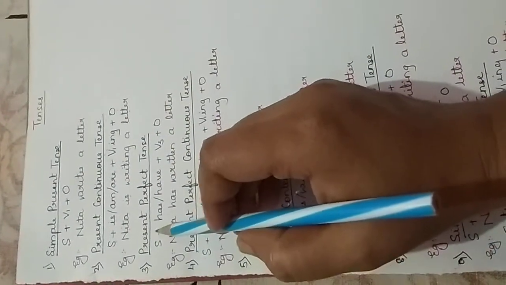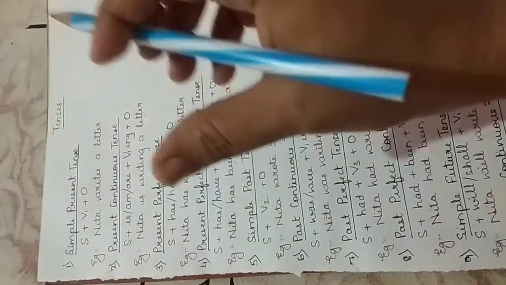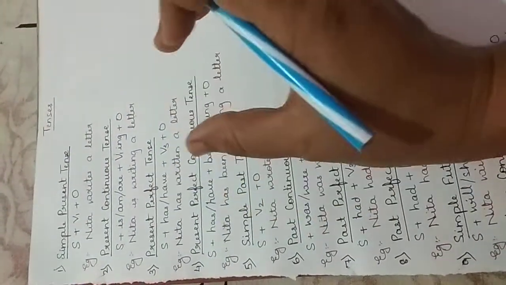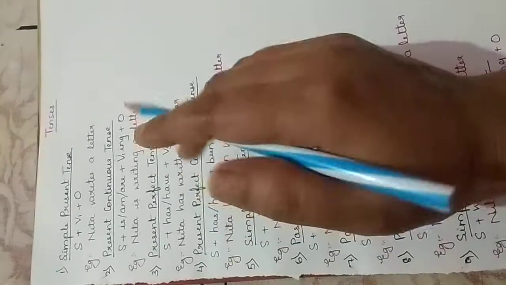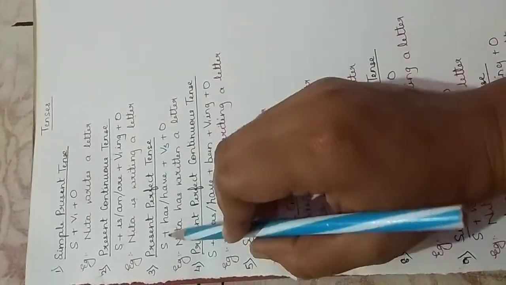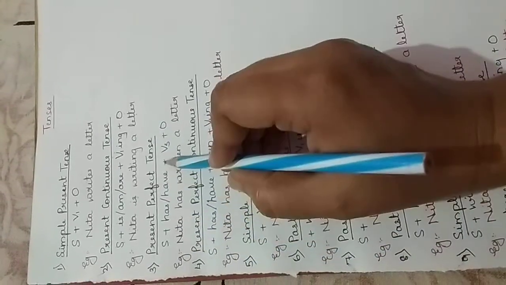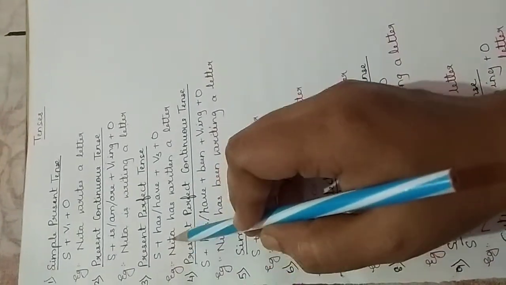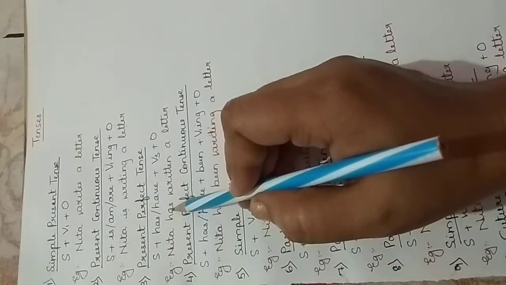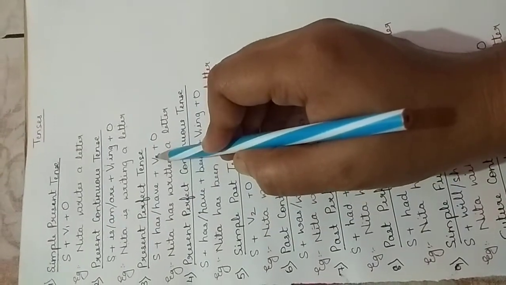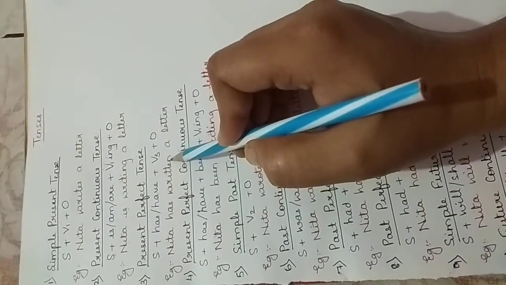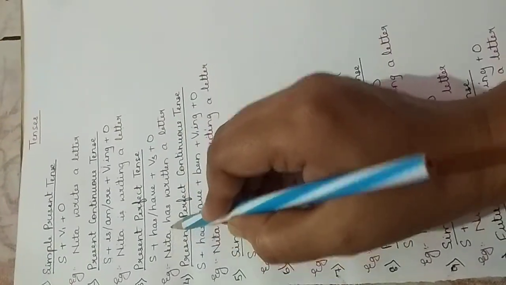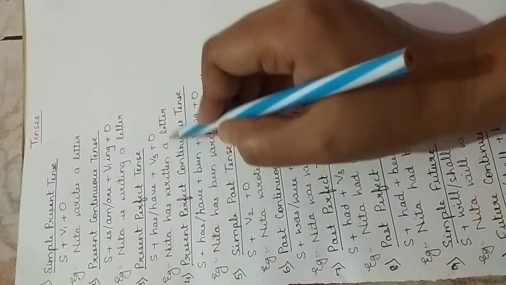The next is present perfect. As the meaning of continuous is continuously going on, perfect means it's fixed. So present perfect tense is subject plus has, have plus v3 plus object. The example is Neeta. As Neeta is singular, we have used has. The v3 form of write is written, and the object is again a letter. So Neeta has written a letter.